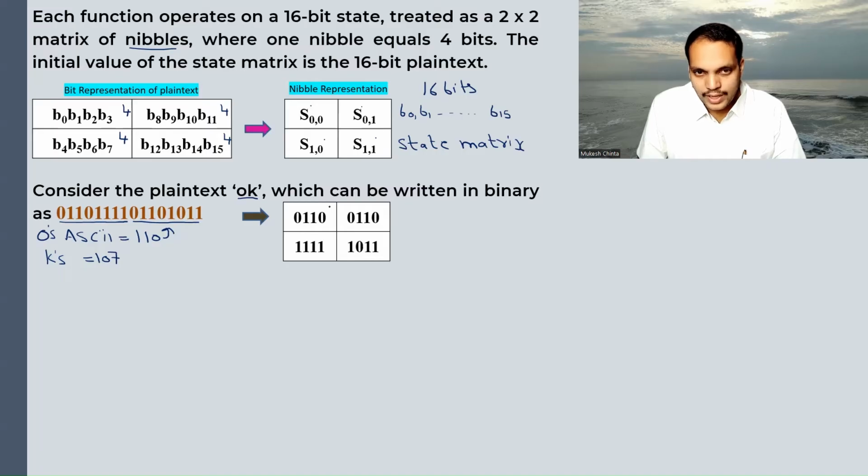So the first four bits are written here, B0, B1, B2, B3, and the next four bits, B4, B5, B6, B7 are written down here. And next, B8, B9, B10, B11, B12, B13, B14, B15. So this is now my state matrix, and this will be passing through my operations. This is how a plain text is converted into the state matrix.